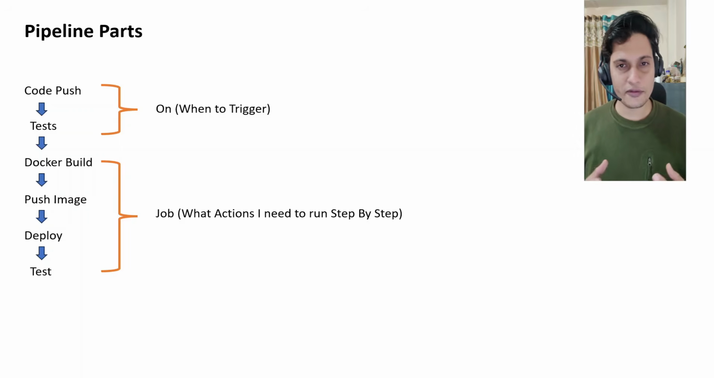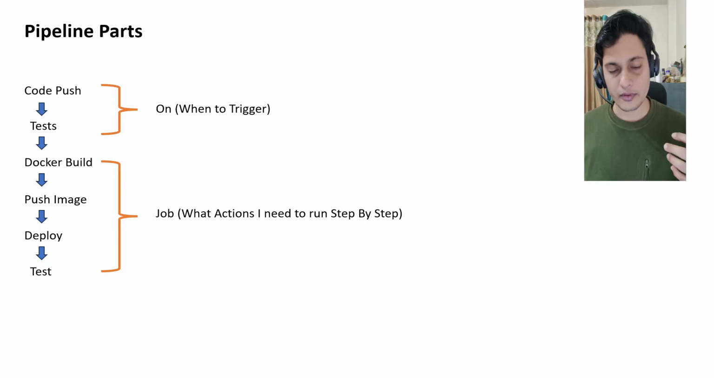So these kinds of things will be handled by Git. Actually, most people are using Git to push their code, and GitHub Actions is already integrated in it, so it is easy to use. The job will do the actions step by step, like Docker build, push image, deploy, test, whatever actions you have configured, and the conditions you are creating for GitHub Actions to act on.